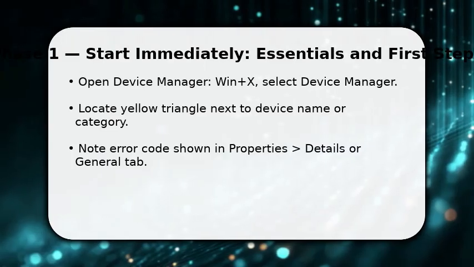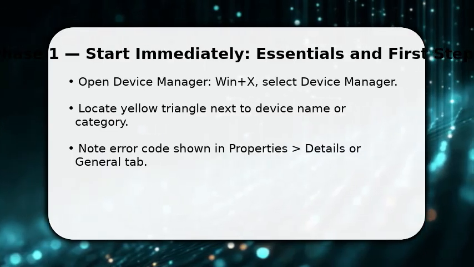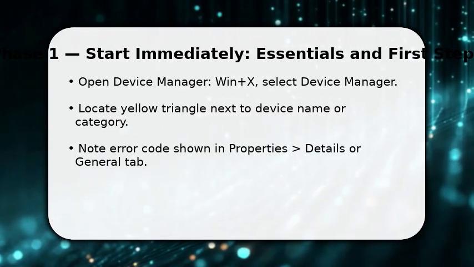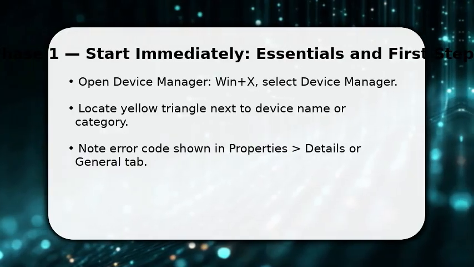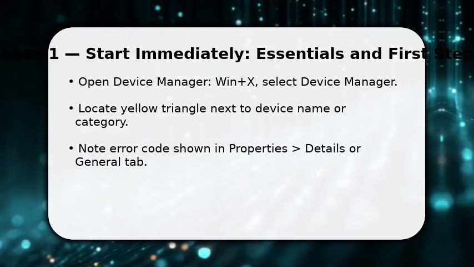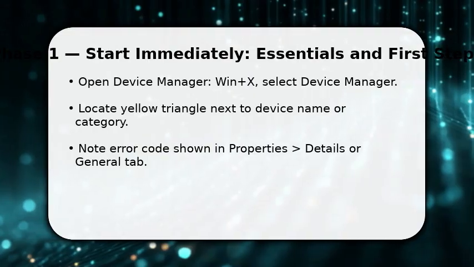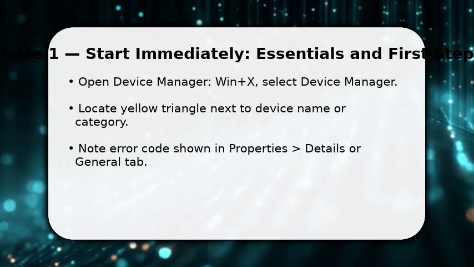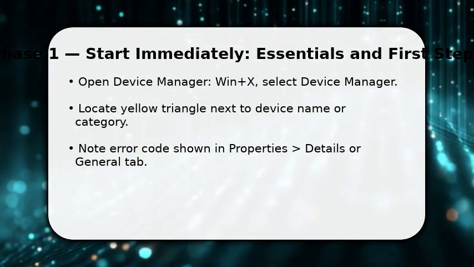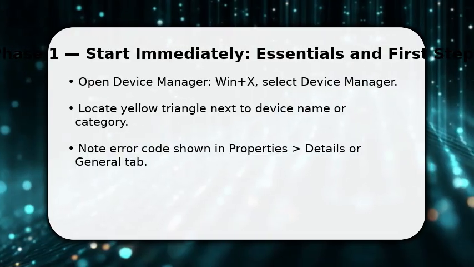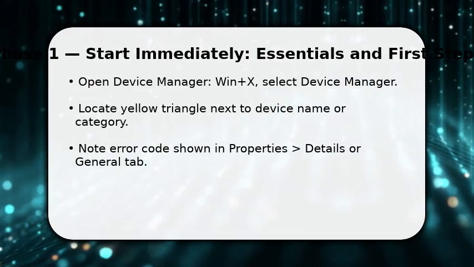You start by pinpointing the issue. Open Device Manager now and find the device with the yellow triangle. Once found, right-click and choose Properties to read the exact error code. This tells you why Windows flagged it. Make sure to note driver version and device manufacturer. This helps decide update versus rollback.